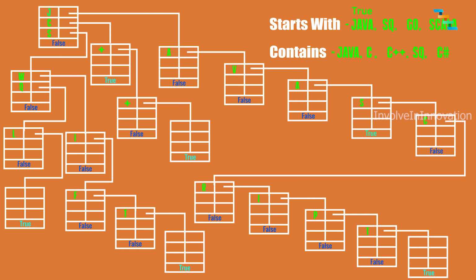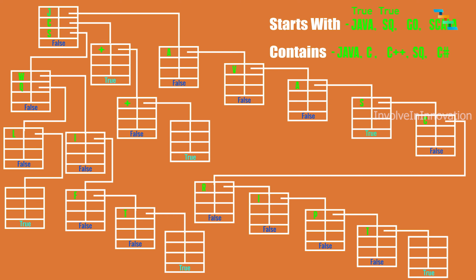We will check whether the prefix SQ is present in this Trie data structure or not. First start with the root node. Check if the character S is present in the root node. Yes, here S is present. So get the associated node for the key S. Check whether Q is present in this node map. Yes, Q is present in the node map. So the prefix SQ is present in the Trie data structure.